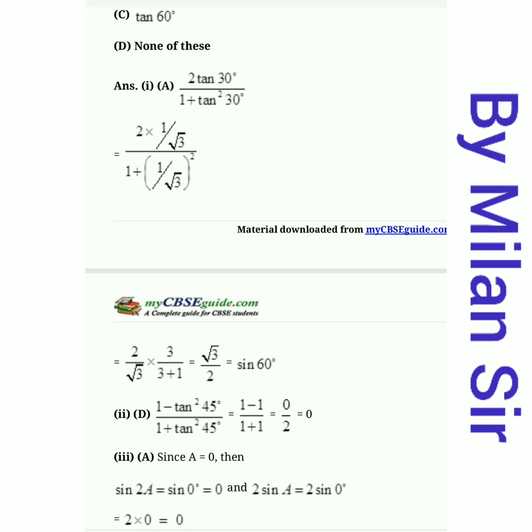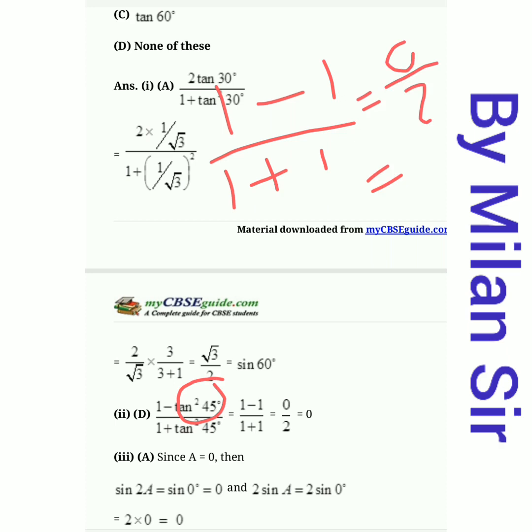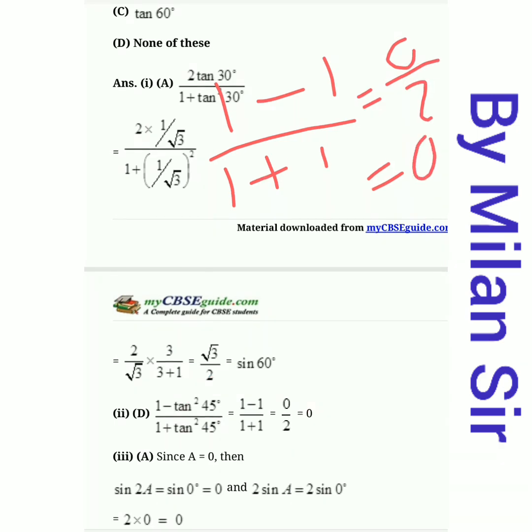So in numerator 1 minus tan square 45. Now tan 45 is equal to 1, so 1 square is 1, and in denominator 1 plus again tan square 45, it's 1. Now in numerator 1 minus 1, it's 0, and denominator 1 plus 1 is 2. If numerator is 0, then the final answer is 0. So the same answer we get here.